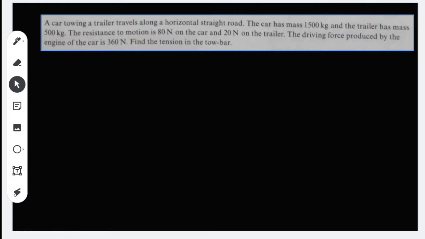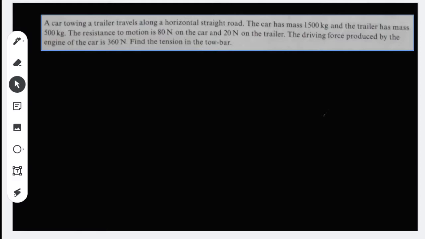If we're going to have problems like this, as always, it is a good idea to start with the diagram showing the forces. As the rules in a connected system, we can apply Newton's second law to the entire system or to the individual components of the system. It is easy to consider the entire system when we are solving for the acceleration.